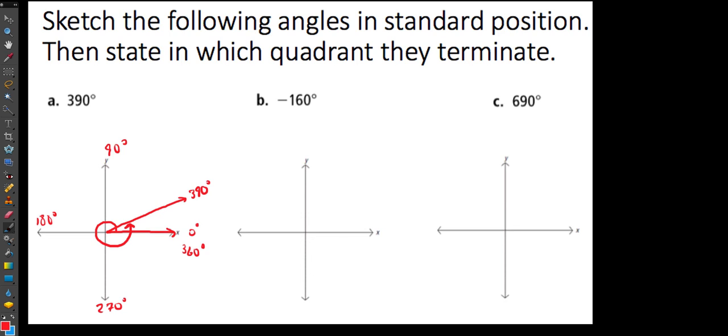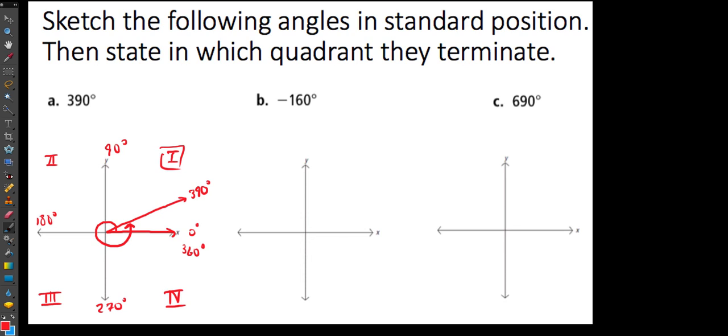And to top this off, we also want to determine what quadrant it terminates in. So just to review, our quadrants are 1, 2, 3, and 4. You often see these written with Roman numerals, and they run around in counterclockwise fashion from the top right, which is quadrant 1. So in this case, this terminates in quadrant 1. I'll go ahead and put a box around this here.